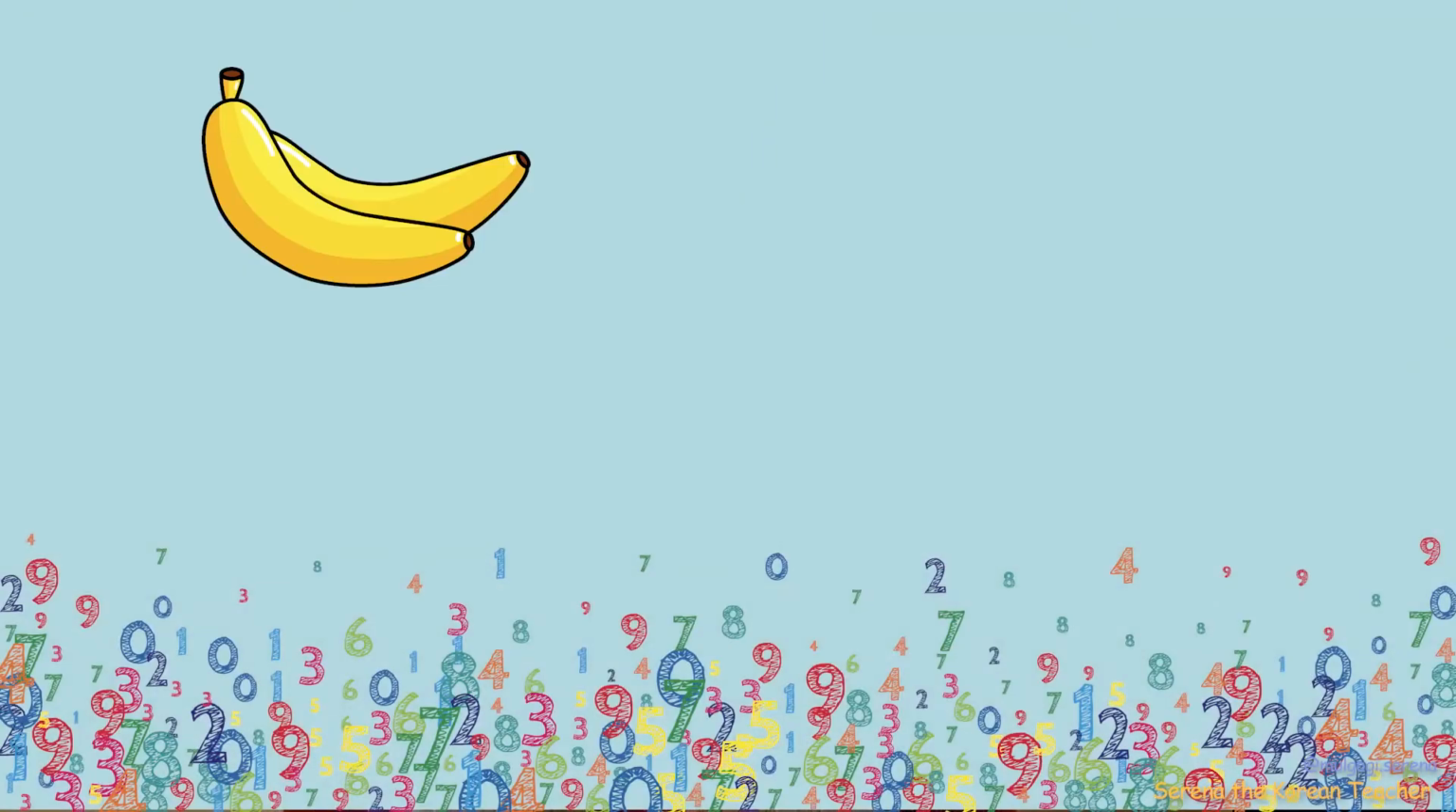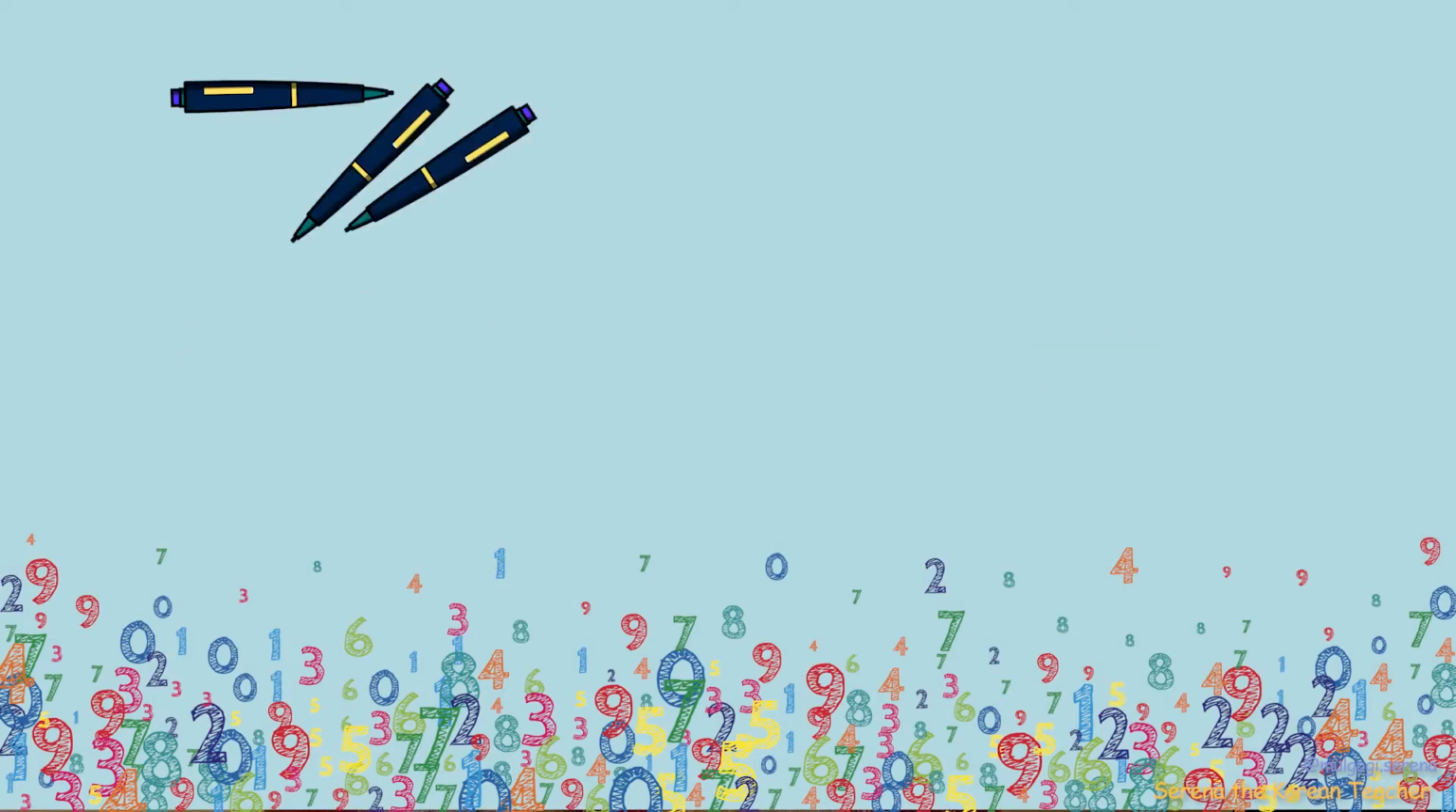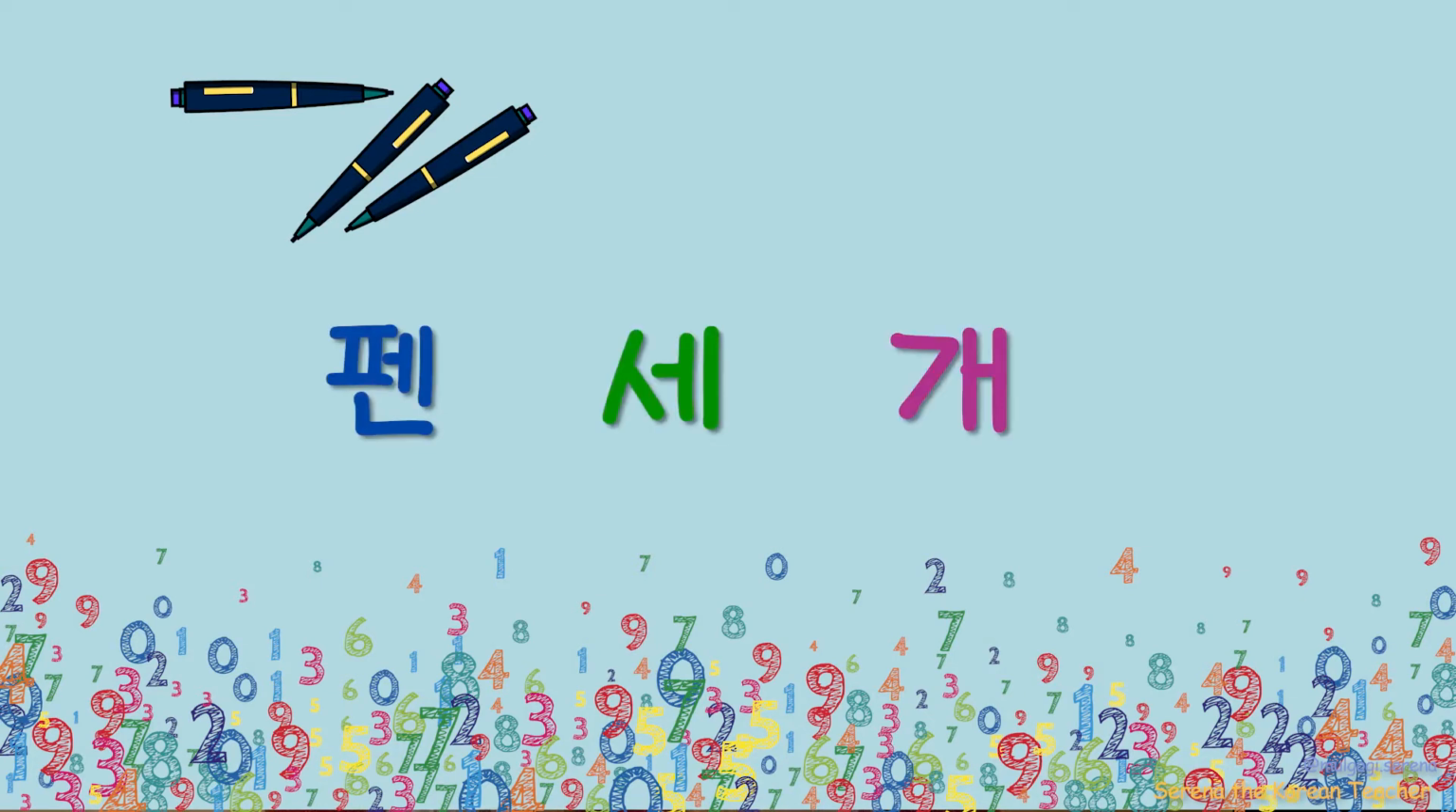What about two bananas? 바나나 두 개. What about three pens? Yep. 펜 세 개. Okay. So basically, 개 is for when you're counting some object. It's not including the human or living things, right? So it has to be an object.